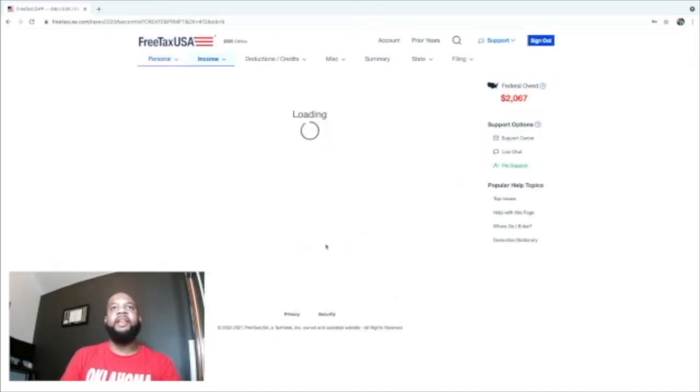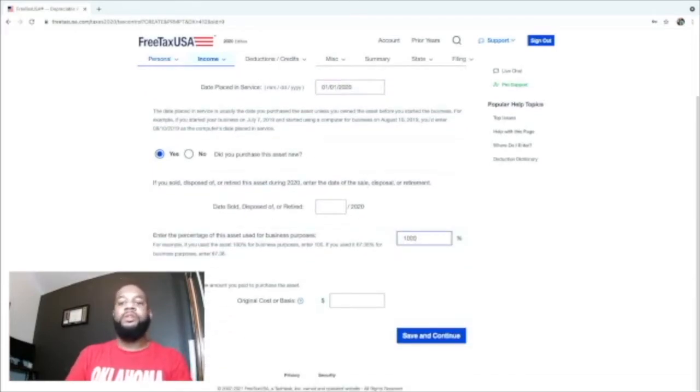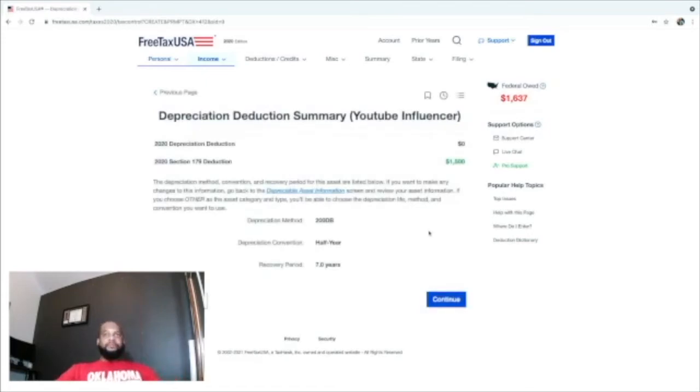So let's add in a desk. Okay, so 100%. Original cost $1,500. And the maximum amount you can expense is $1,500 on this one. So what, you want to expense it? Bam. Look, we're down to 1637.